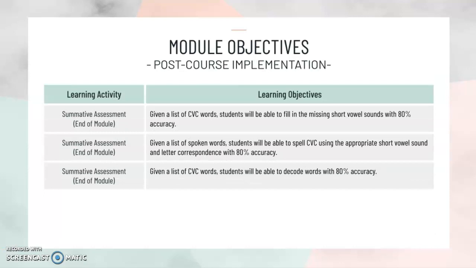Some of the post-course implementation activities include 3 summative assessments. For these, the objectives are as follows. Given a list of CVC words, students will be able to fill in a missing short vowel sound with 80% accuracy. Given a list of spoken words, students will be able to spell CVC words using the appropriate short vowel sound and letter correspondence with 80% accuracy. And given a list of CVC words, students will be able to decode words with 80% accuracy.